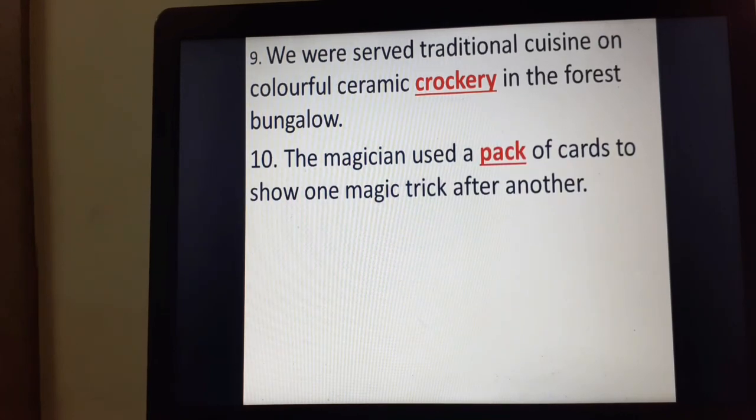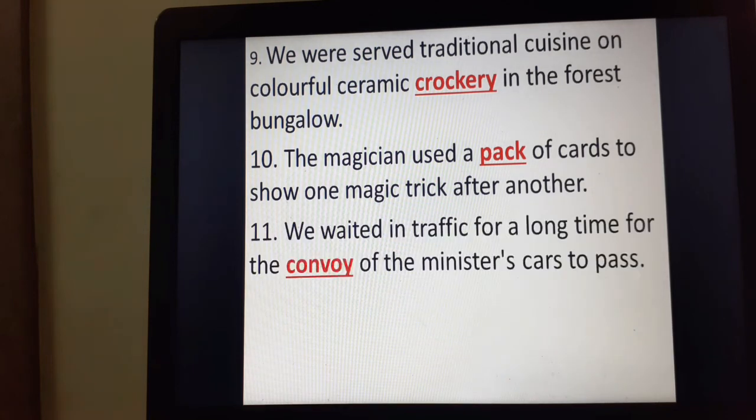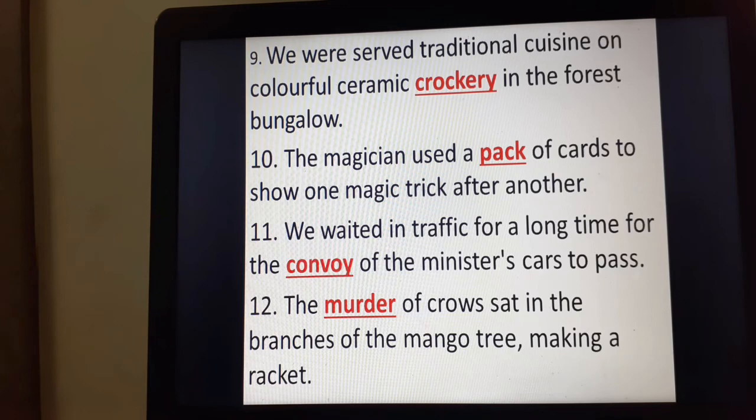The magician used a pack of cards to show one magic trick after another. We waited in traffic for a long time for the convoy of the minister's cars to pass. The mother of crows sat in the branches of the mango tree making a racket.